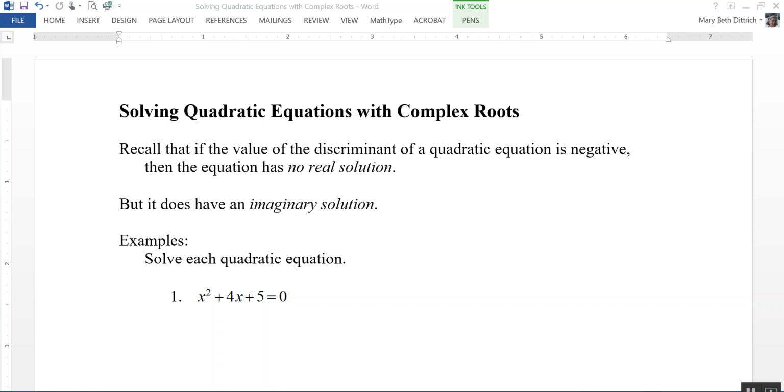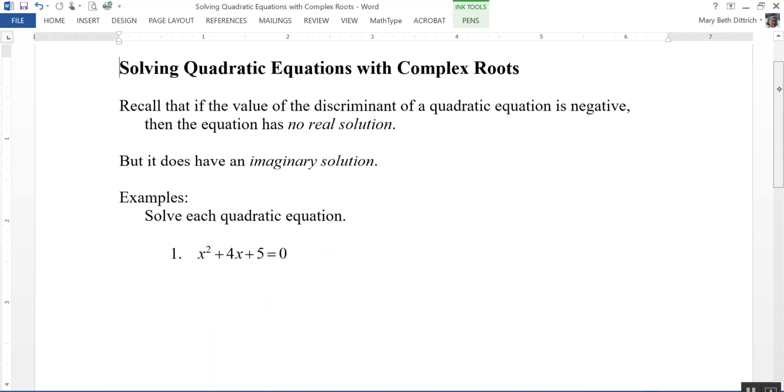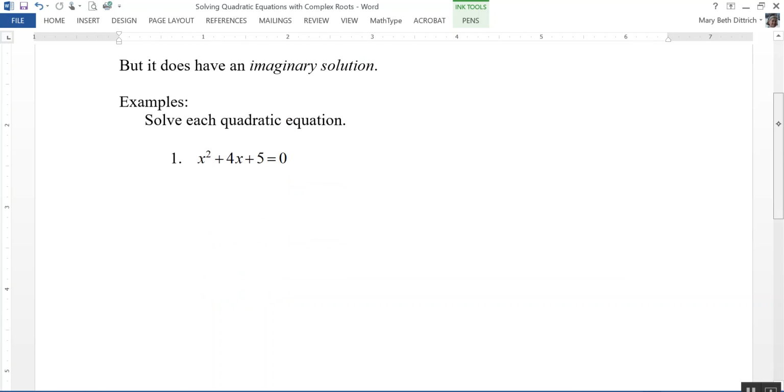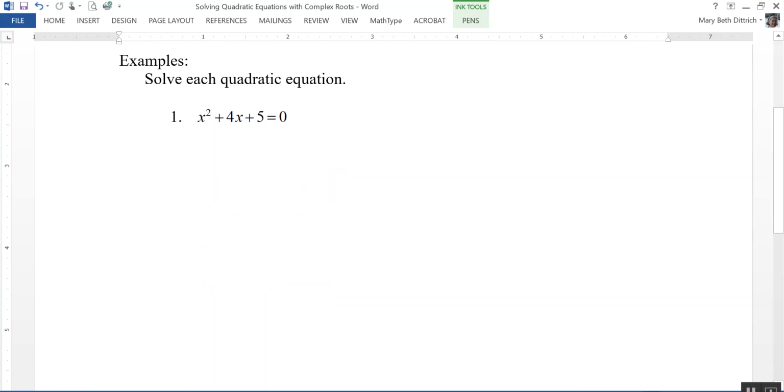This video is on solving quadratic equations with complex roots. Recall that if the value of the discriminant of a quadratic equation is negative, then the equation has no real solution. But it does have an imaginary solution. So let's take a look at a couple examples of quadratic equations that don't have real solutions but will have imaginary solutions. Our first one is x squared plus 4x plus 5 equals 0.